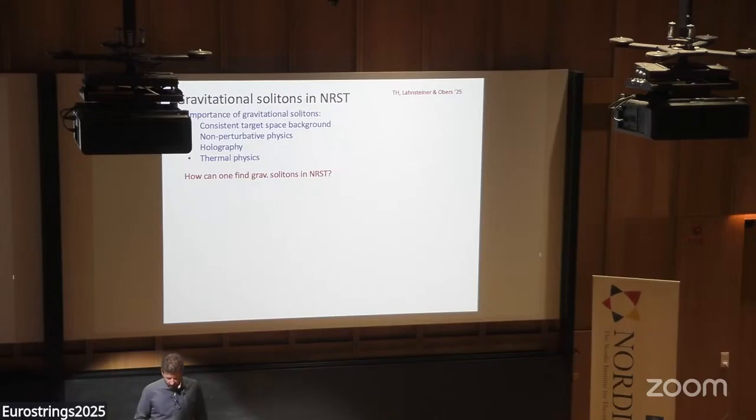And probably I don't have to say this, but gravitational solitons are quite important in string theory. We have recognized that for the last 35 years or so. They give you consistent target space backgrounds of string theory. You can use them to study certain non-perturbative physics of string theory, holography obviously, and also thermal physics. You can learn about it with, say, black branes, for example, or black holes. So let's see how you can find gravitational solitons in non-relativistic string theory.